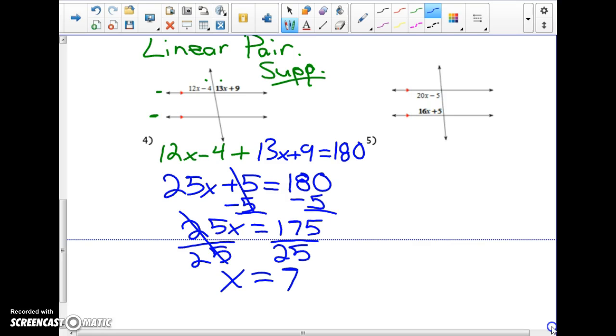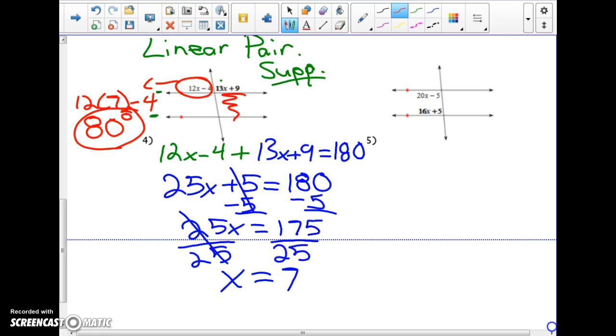Last thing you need to do for your angle, come back up here, and I'm going to use this one, and I'm going to say that 12 times 7 minus 4 gives me 80 degrees. And the last one, since I know they're supplementary, you can plug in your x again right here, or what I would do, I would just do 180 minus 80, and you wind up with this angle right here being 100 degrees.